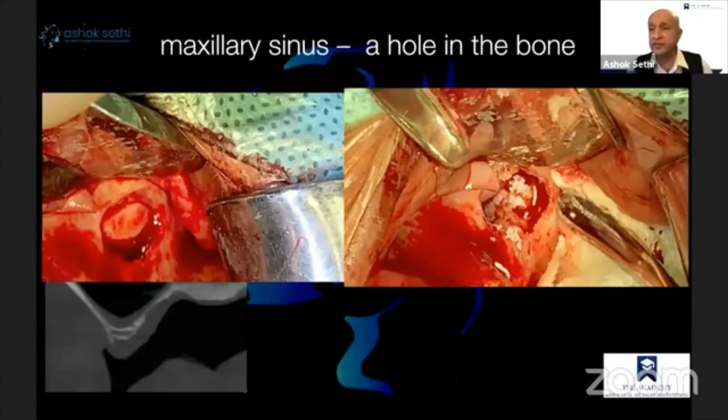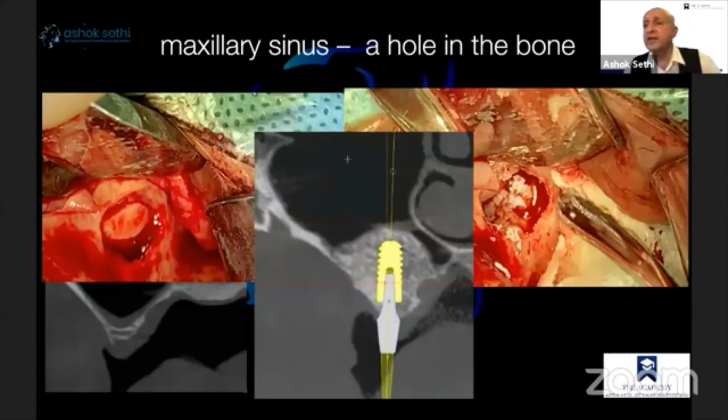So now what we've really done is we've created a hole in the bone, and we've provided support for the sinus lining, which will stay up, so that we can come back in a few months' time and see the amount of bone that has developed in this case, and we can plan our implants, and we will have secure, solid implants.